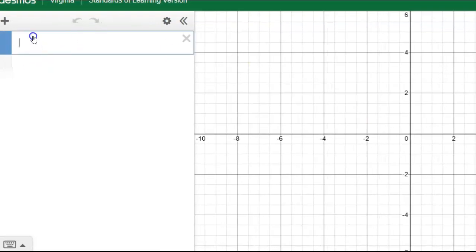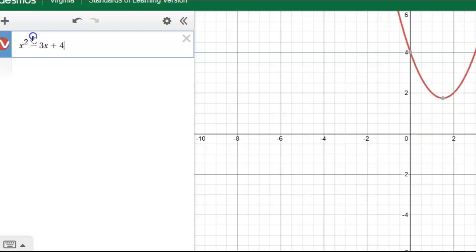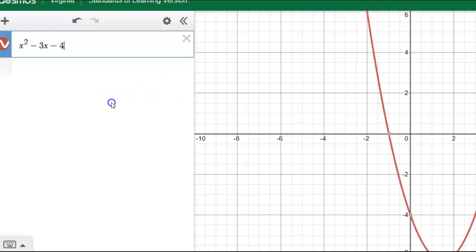Okay, so over here, all you do is type the quadratic, type that trinomial, x squared minus 3x plus 4. That was not right. No, minus 4. There we go. Okay, here is the trinomial.